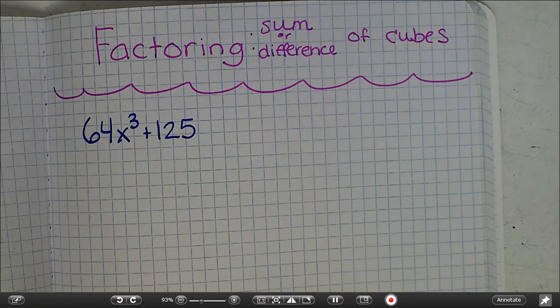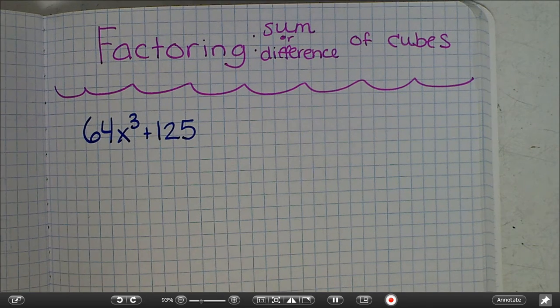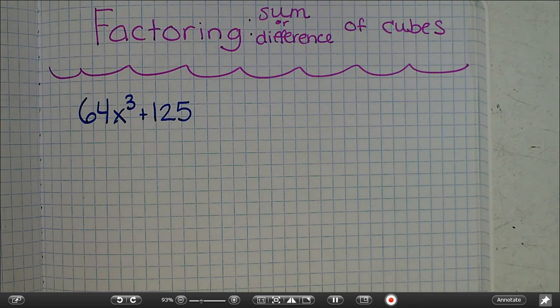Good morning. We're going to review factoring the sum or difference of two cubes. So we're going to do three examples. Hopefully they will refresh your memory. If not, ask me questions. All right, so factoring the sum or difference of two cubes.